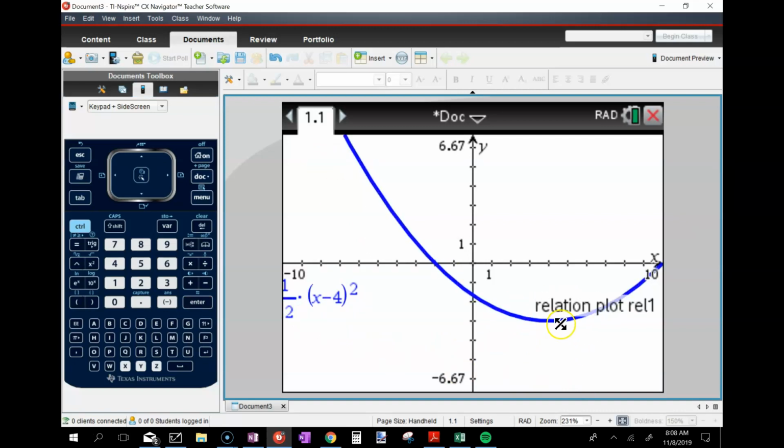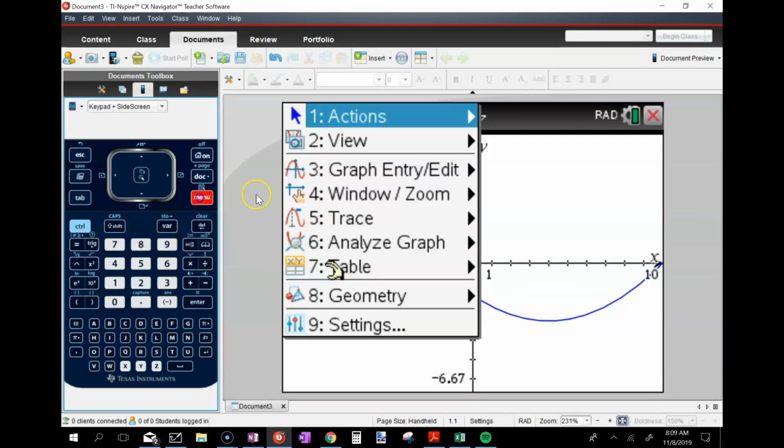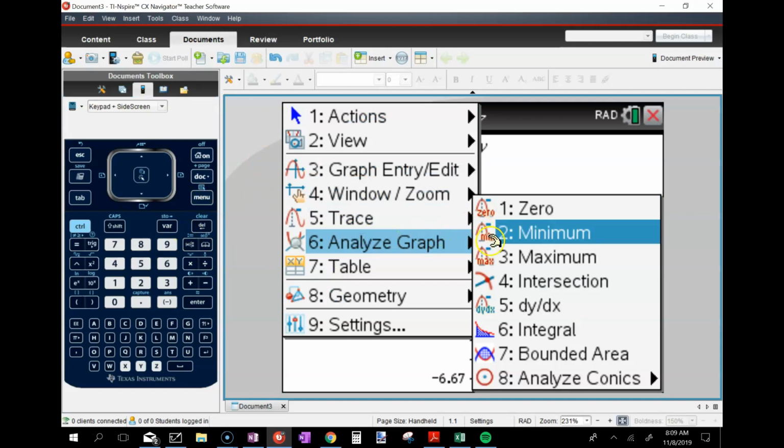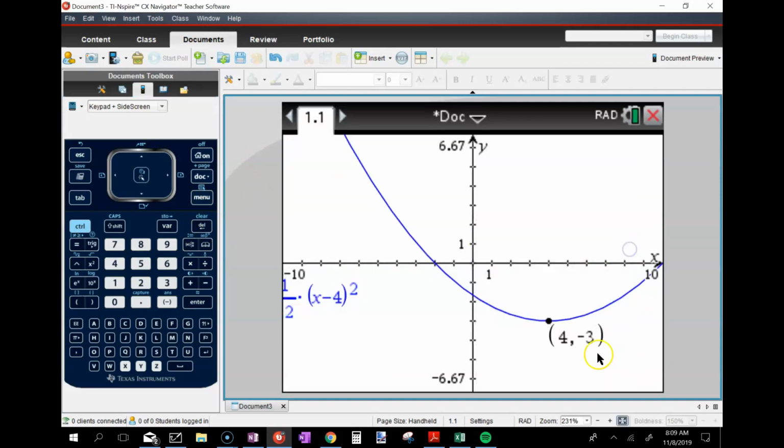I want to figure out what this point is. What's that point called again? The vertex. Is that vertex a max or a min? All right, so I'm going to go to the minimum. Look at where the vertex is. The vertex is at 4, -3.